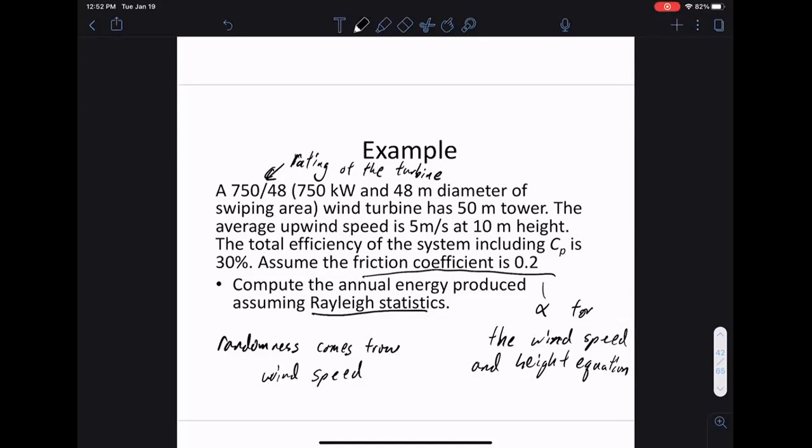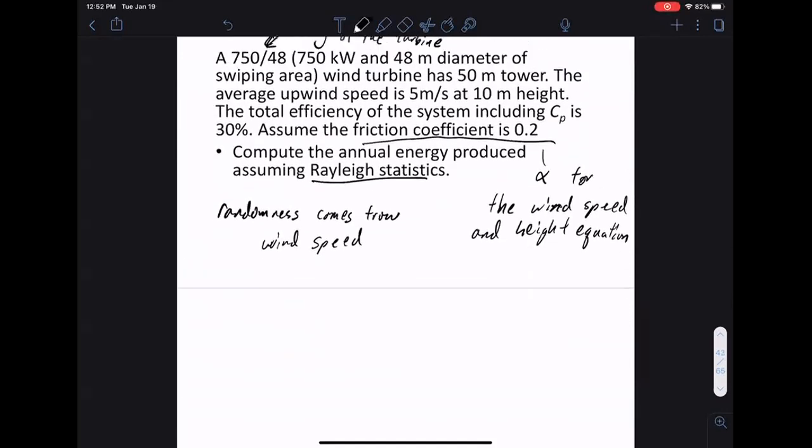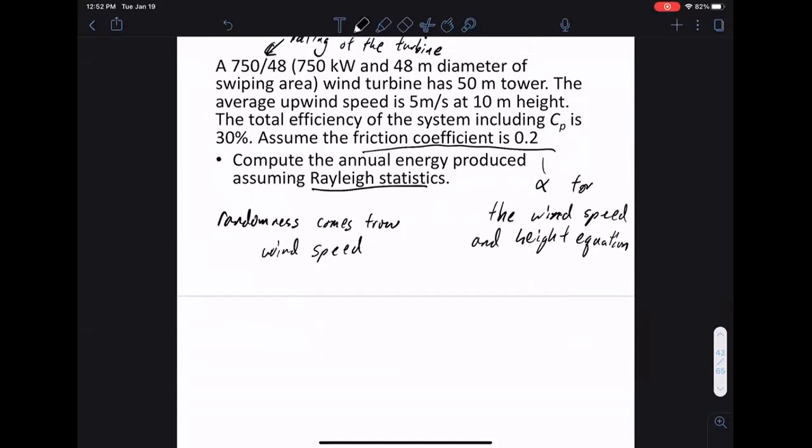All right, so let's look at this problem. This is the wind speed at 10 meters, which has a 5 meters per second average. So the first thing we need to do is to compute W average, the average wind speed at 50 meters.